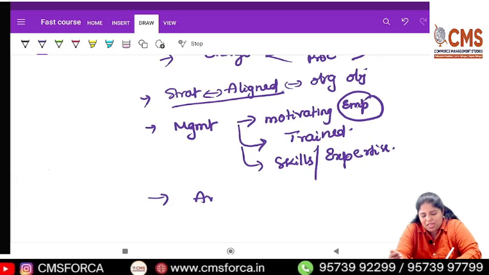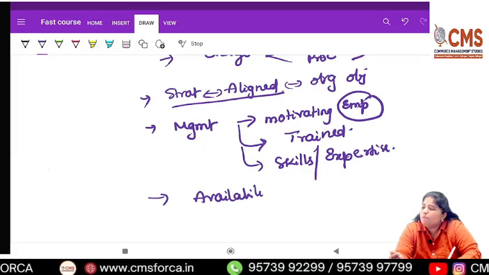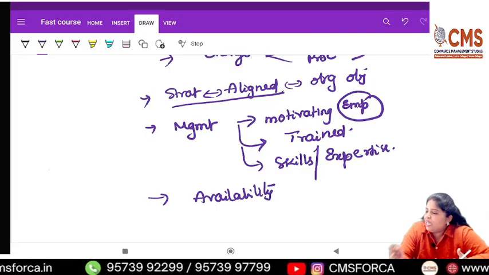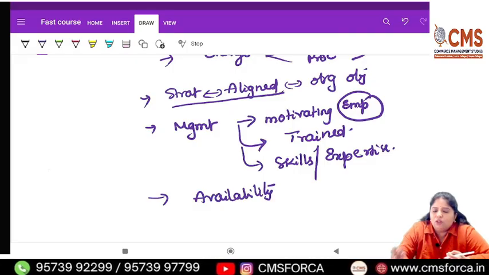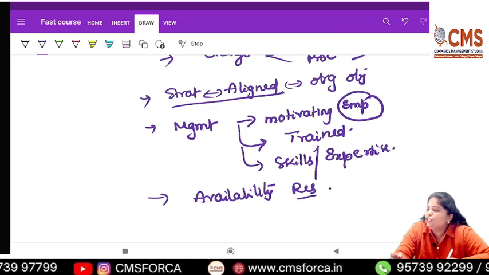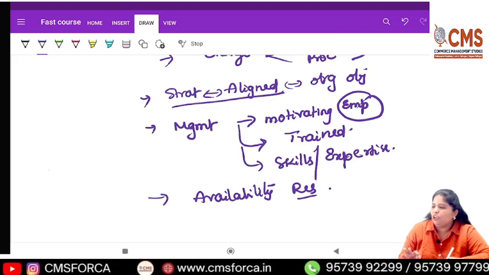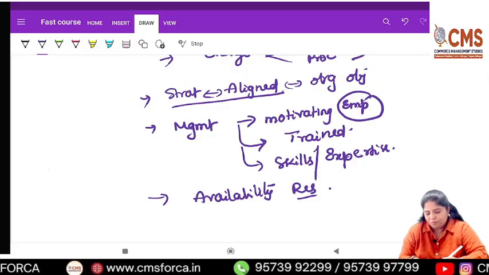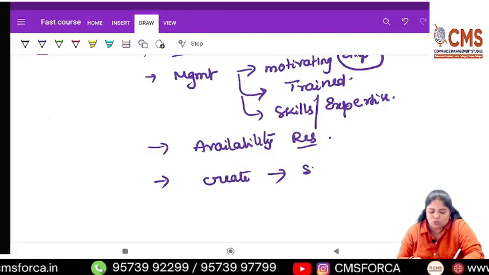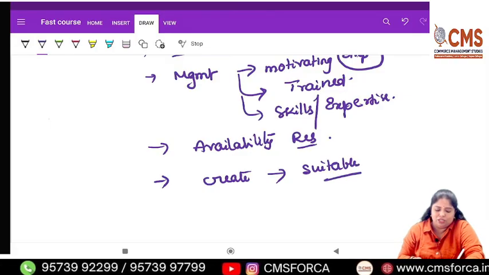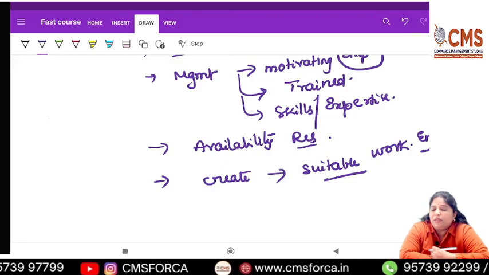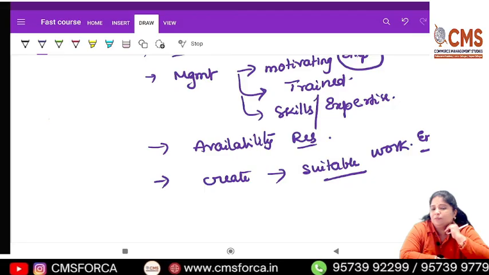Ensure proper availability of resources. Do you think implementation can happen when you are running a shortage of resources? When resources are inadequate, you can't ensure successful implementation. So the next one management must ensure is proper availability of resources. And create a climate that is very suitable for implementation. Suitable work environment. Without a suitable work environment, implementation can't happen.